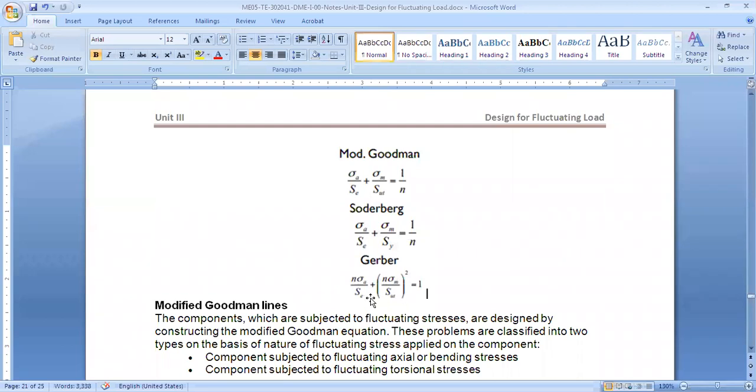So here it is clearly shown. I'm talking about the Gerber line: sigma a upon se upon n. So it will become n into sigma a upon se plus n into sigma m upon sut, bracket squared, is equal to 1. These are the equations when we take the factor of safety n into consideration. Clear? I hope I am clear.